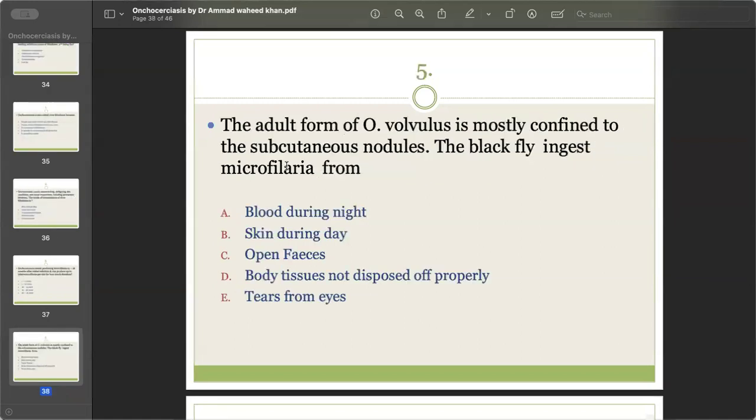MCQ number 5: The adult form of O. volvulus is mostly confined to the subcutaneous nodule. The black fly ingests microfilaria from option A, blood during the night; option B, skin during day; option C, open feces; option D, body tissues not disposed of properly; option E, tears from eye. B is the right answer.